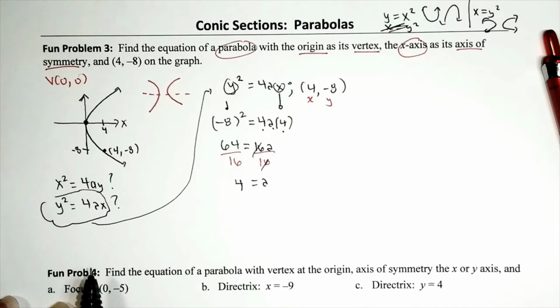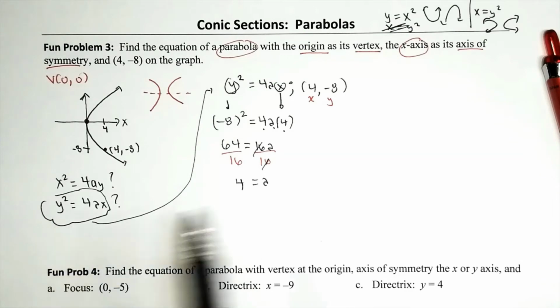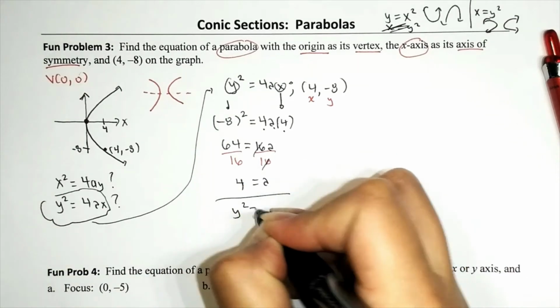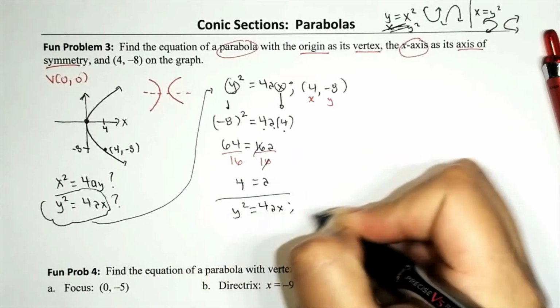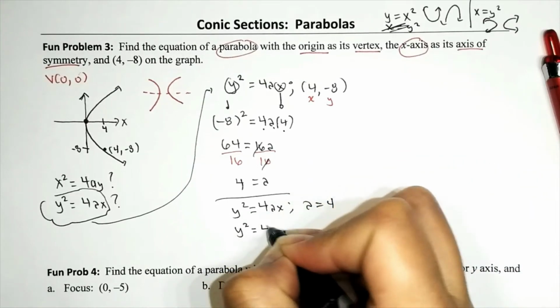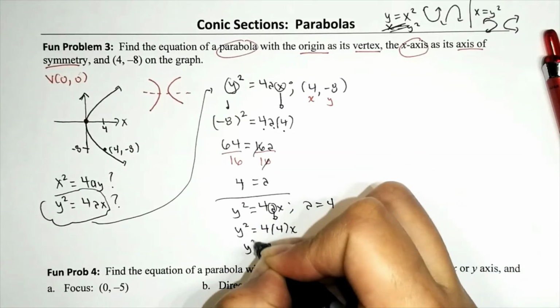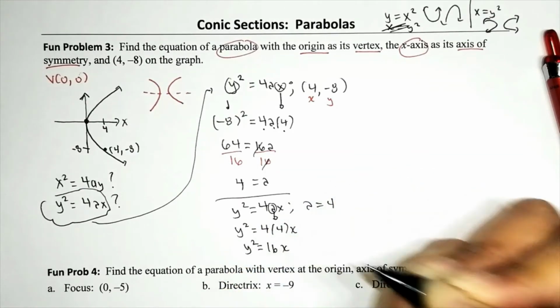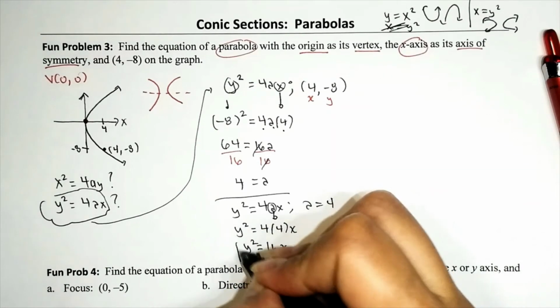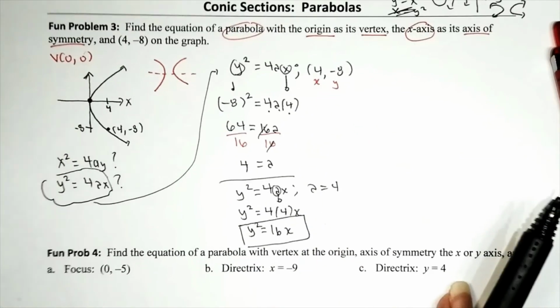Okay, so we had already established that the equation should be of the form y squared equals 4ax. We know what the value of a is. We have that a equals 4. So we have y squared equals 4 times a, which is 4 times x. And after all that hard work, we have that y squared equals 16x. And you can check it. Just make sure that (4, -8) is a solution.